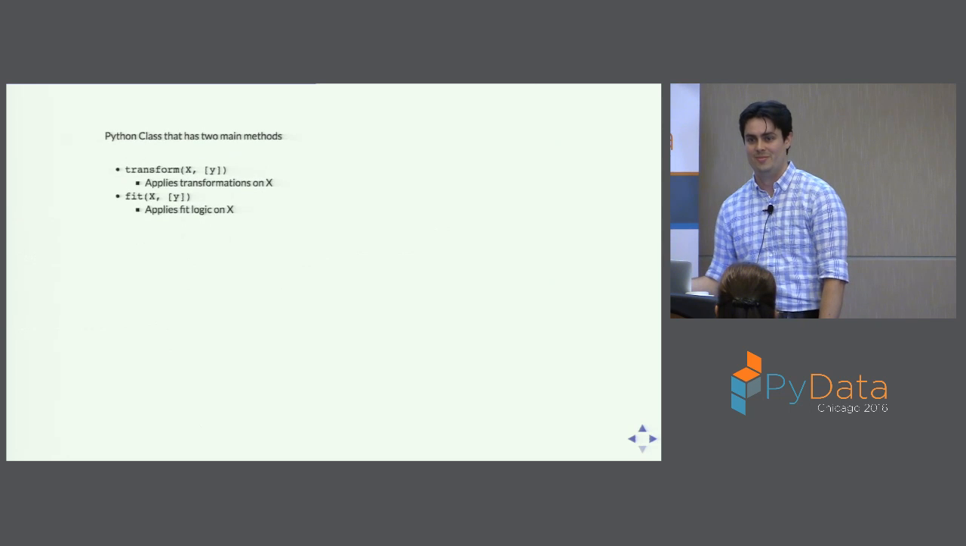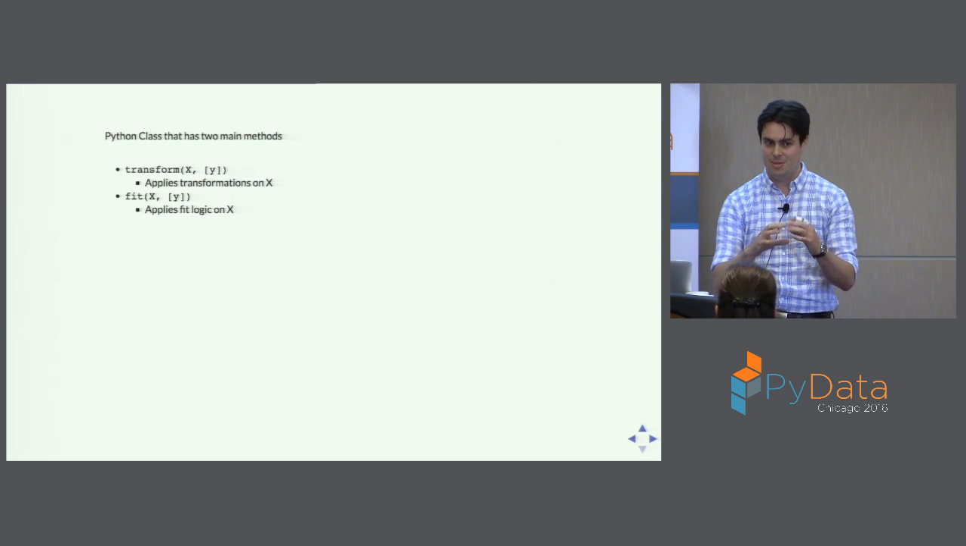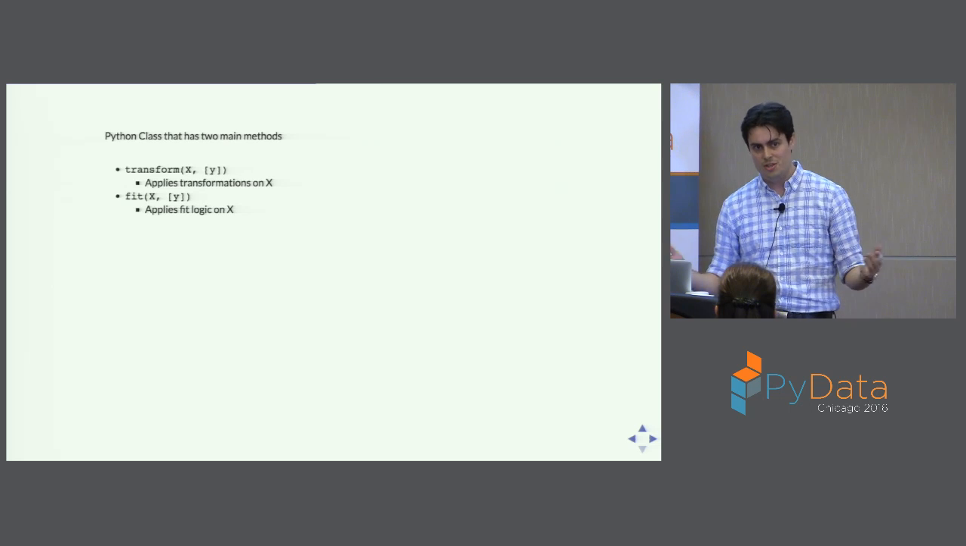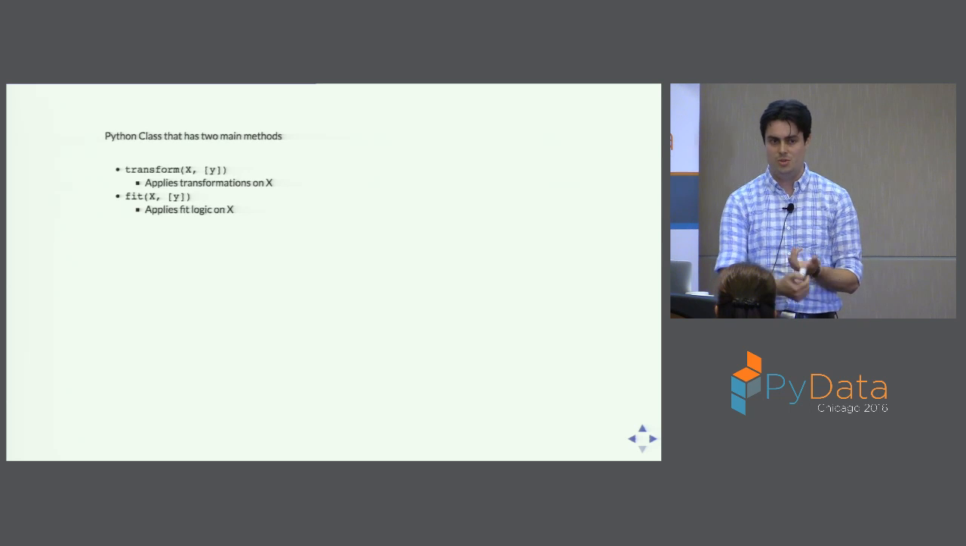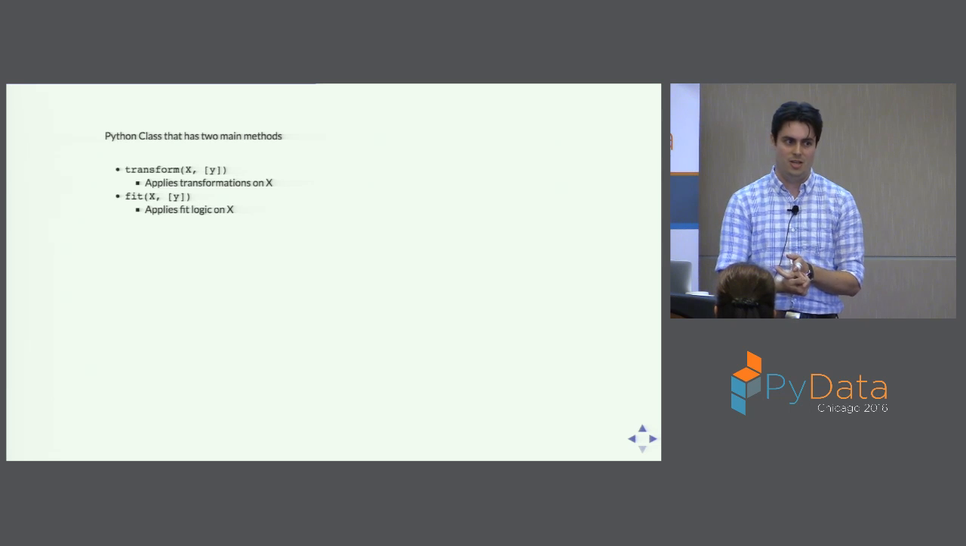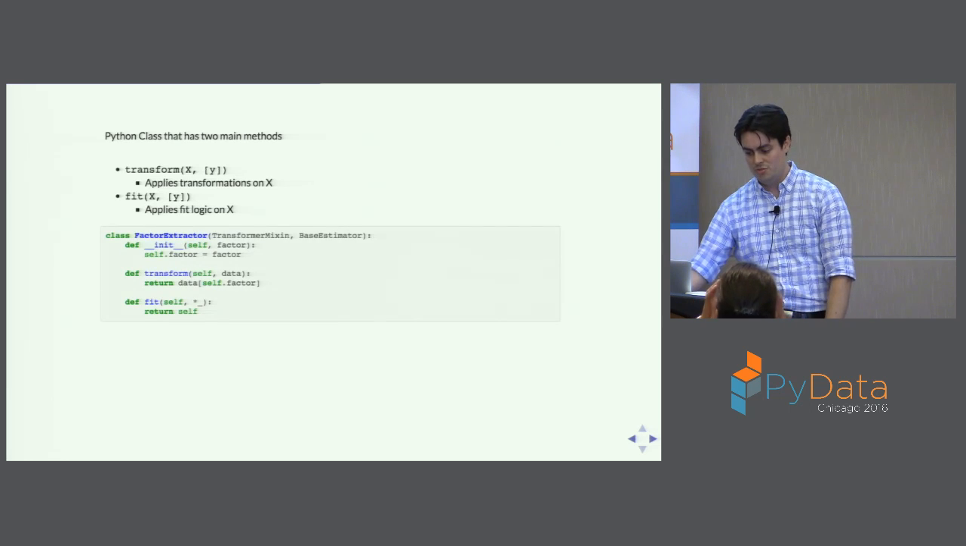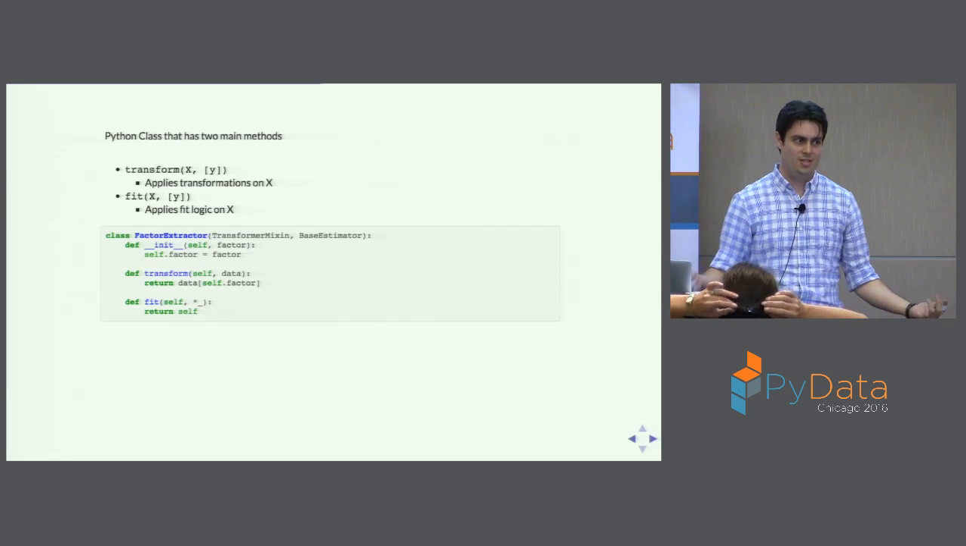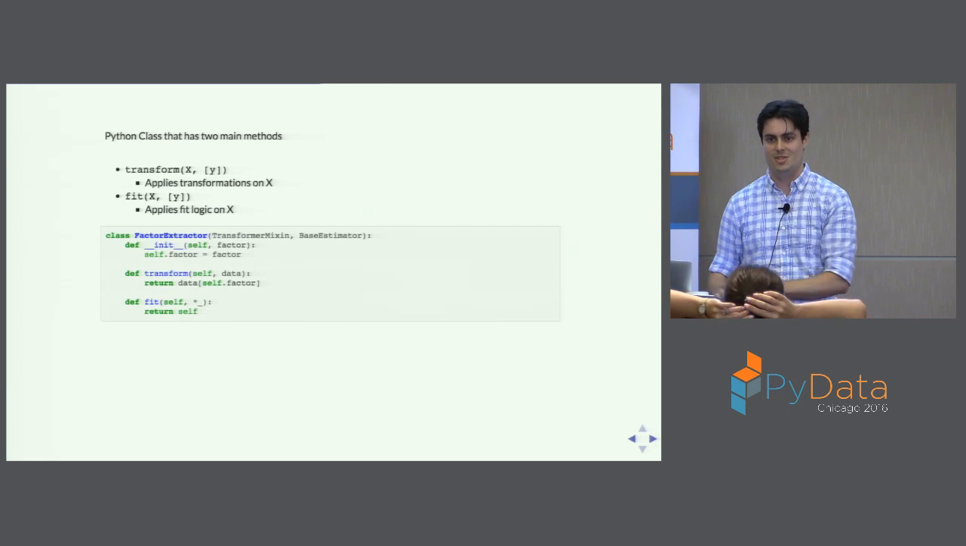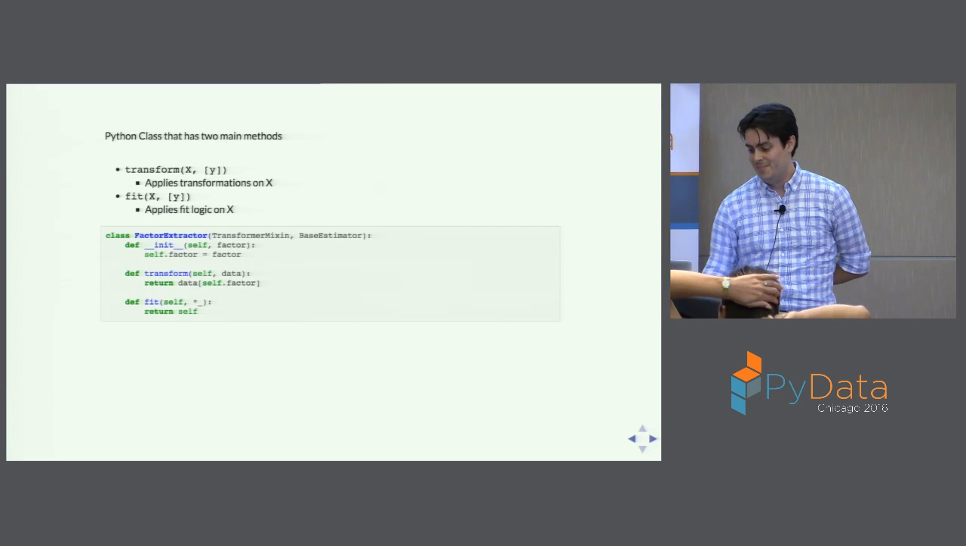What is a transformer? A transformer is one of our little blocks. I believe it was green in my earlier visualization. It's got several methods. It's got two main ones I want to worry about. It's got transform, which applies transformations to the data. And it's got fit, which applies fit logic on X. Most transformers don't really use fit, except for the example from Tom that was awesome.